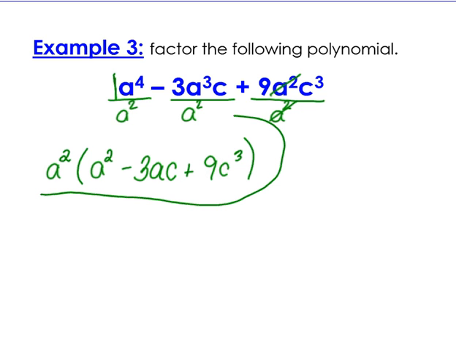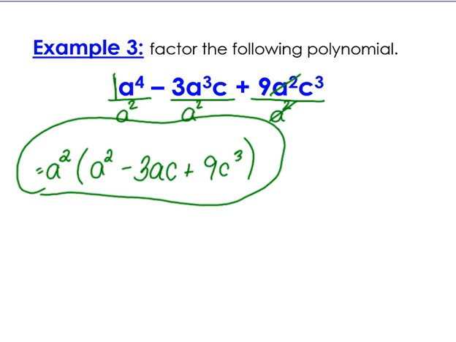Again, if you want to check your answer, you can redistribute that back through, and you should get the same thing you started with originally. And that is it.